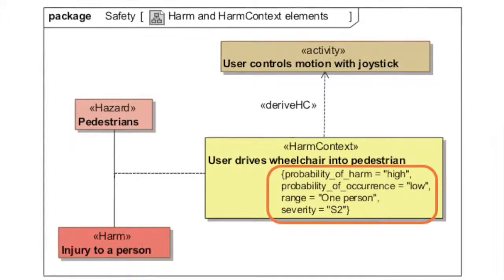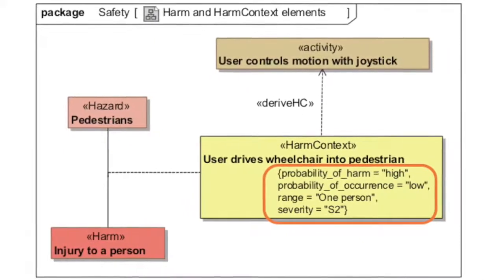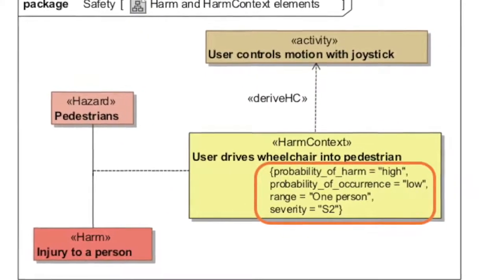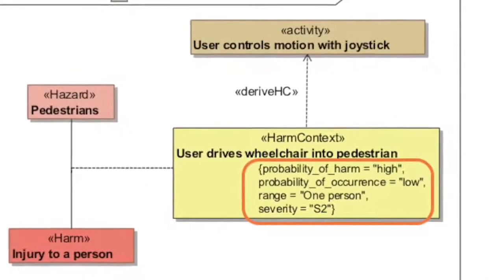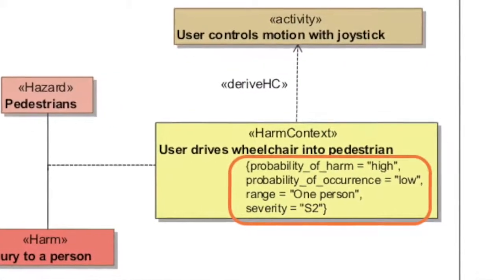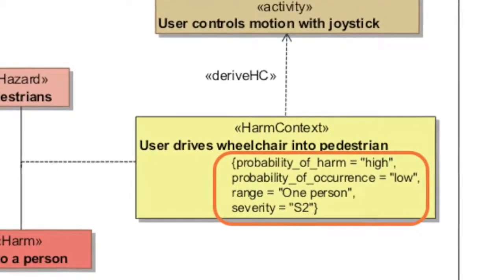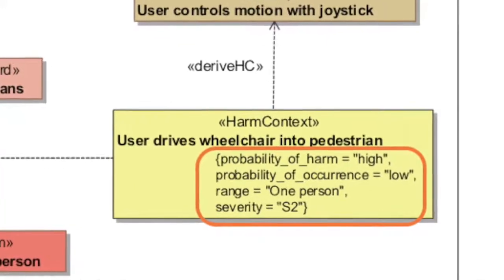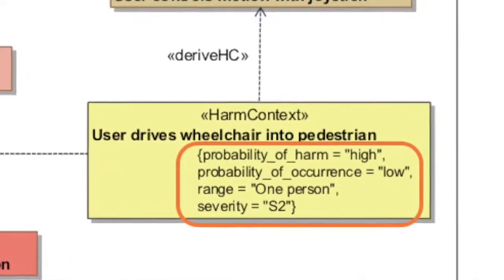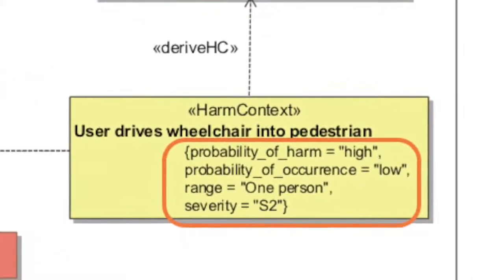You can see in this case that I've also tagged the harm context element with several important pieces of information for my safety analysis, such as the probability of harm occurring, the probability of the hazardous situation occurring, and the severity of harm that may be caused. These tags are very useful when you're looking at the information later on in order to determine the priority of different hazardous situations for safety features.